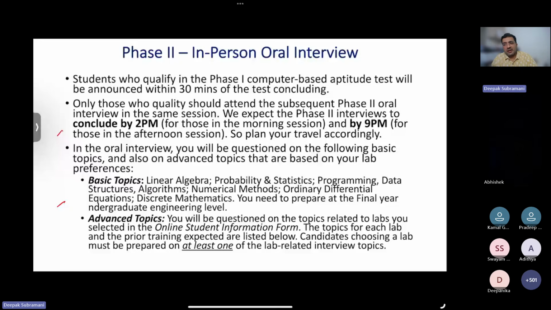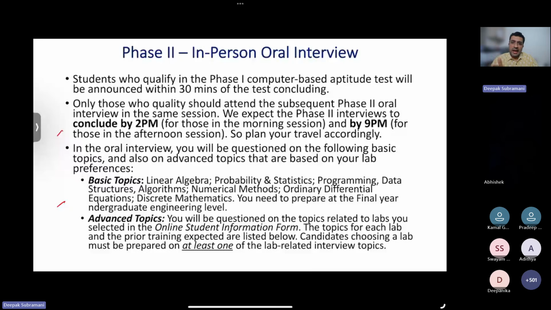There will be basic questions like linear algebra, probability, some programming, data structures. So some logic that you must write on the whiteboard, some discrete mathematics, and you need to prepare at your engineering mathematics level. Take a few subjects in this list you are most comfortable with and prepare that. You can inform the interview panel that this is the subject that you have prepared. Please ask me a question in this subject, and most likely you will be asked a question in that subject if it is from this list.